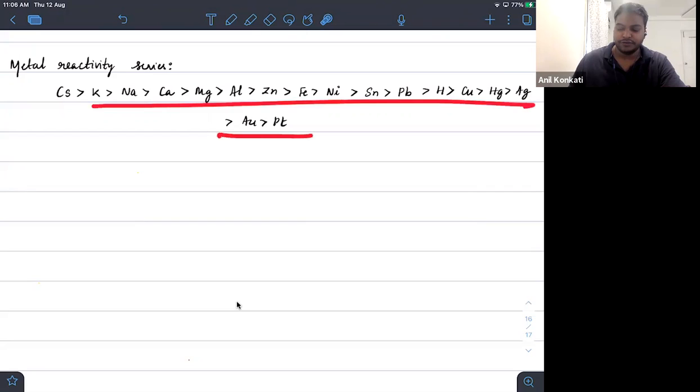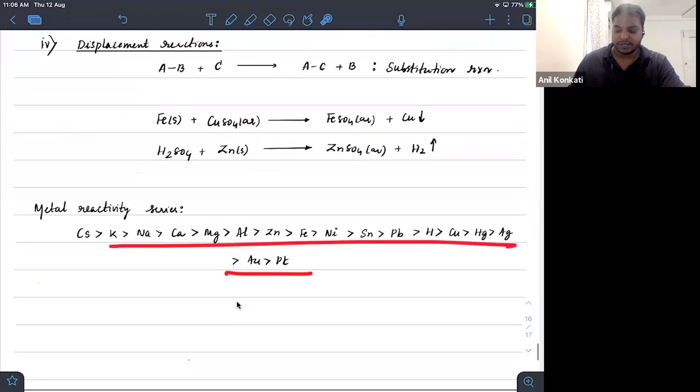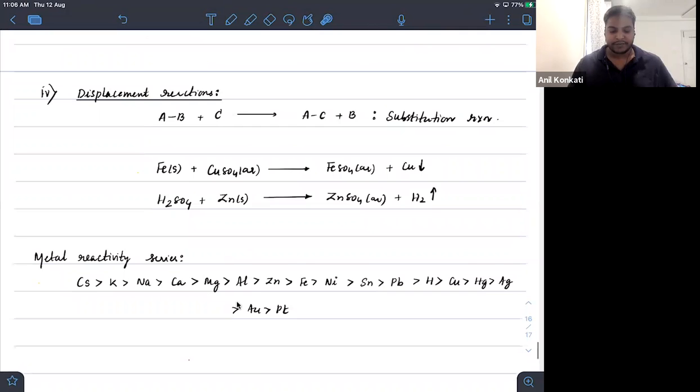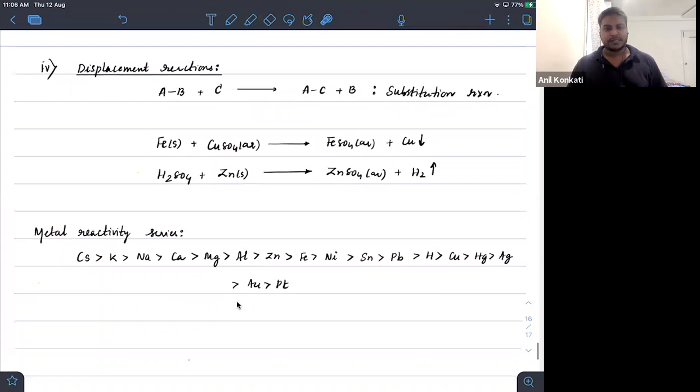So I want all of you to slowly learn this. Got it? It's not needed that you have to mug up right away. Slowly, as you get introduced to the parts of chemistry, you will learn it. Make a note of it, everyone. Displacement reactions and then the metal reactivity series.